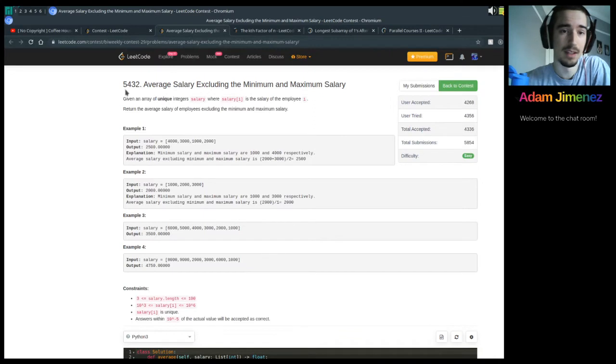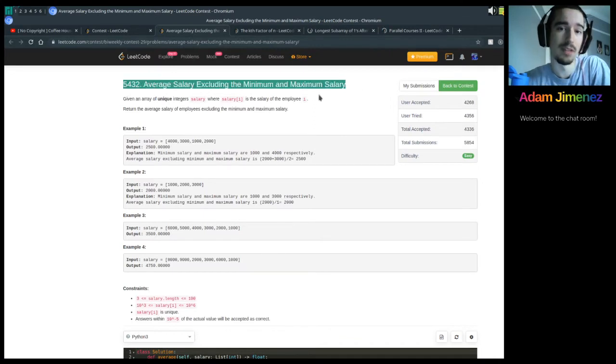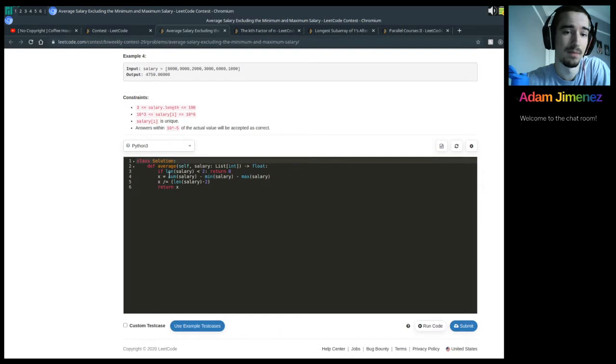So first problem, average salary excluding the minimum and maximum salary. There wasn't really any algorithms involved. It was just taking the average of the salaries minus the smallest and the max. You could do that in linear time by just taking the min and the max like this. And it wasn't important you did so, because the length was only 100, so you could have sorted and removed the first and last element, but I did it this way.